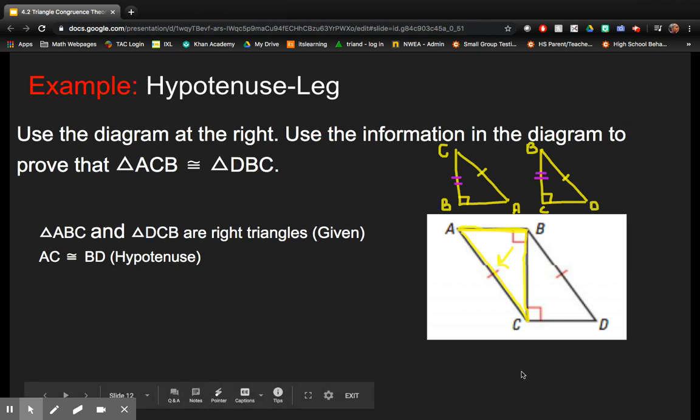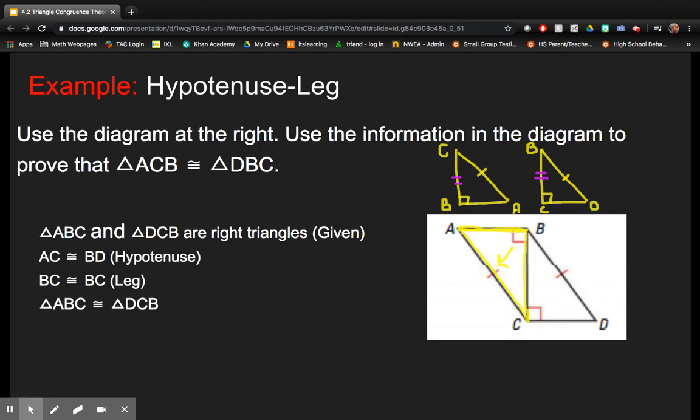Now we need a leg. Well, we already said BC is a side that both triangles share. So obviously it has to be congruent to itself. Remember, I referred to that as a reflexive property. Telling us that triangle ABC is congruent to triangle DCB by hypotenuse leg.